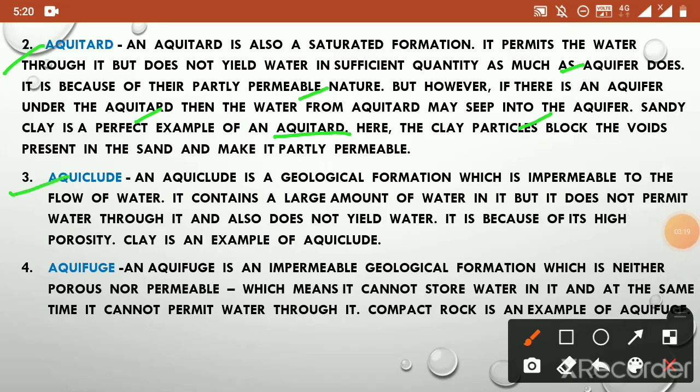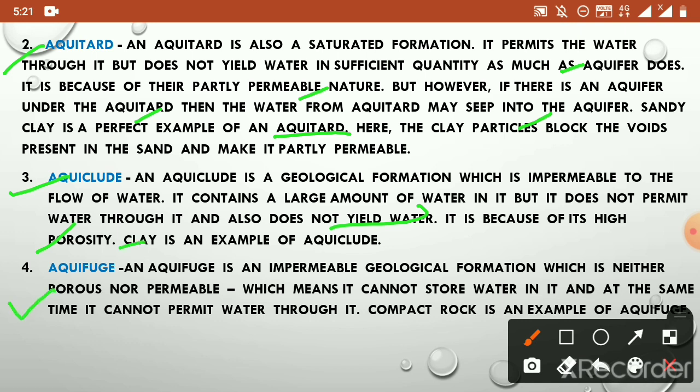The next geological formation of groundwater is the aquiclude, and it is impermeable to the flow of water. The aquiclude contains a large amount of water in it, but it does not permit water through it and it also does not yield water. This is because of its high porosity. Clay is an example of an aquiclude.